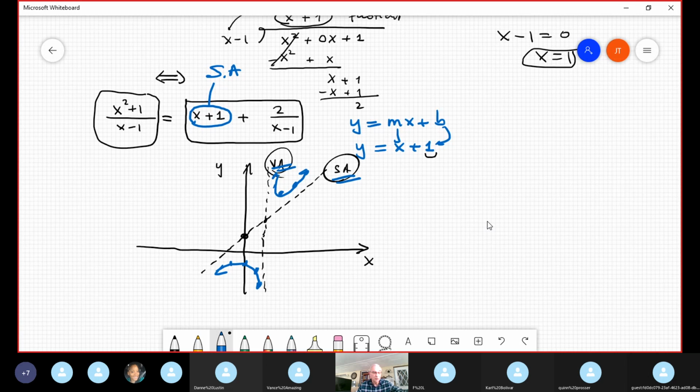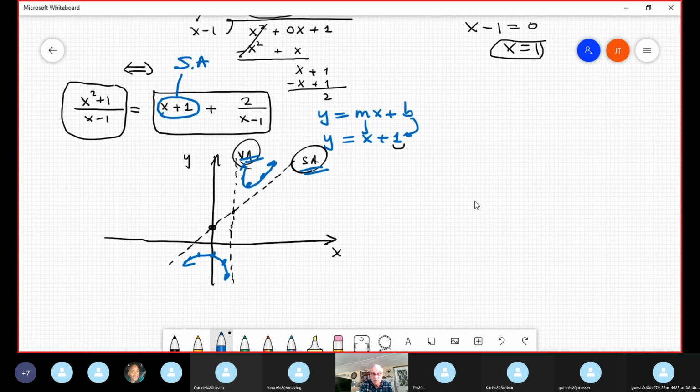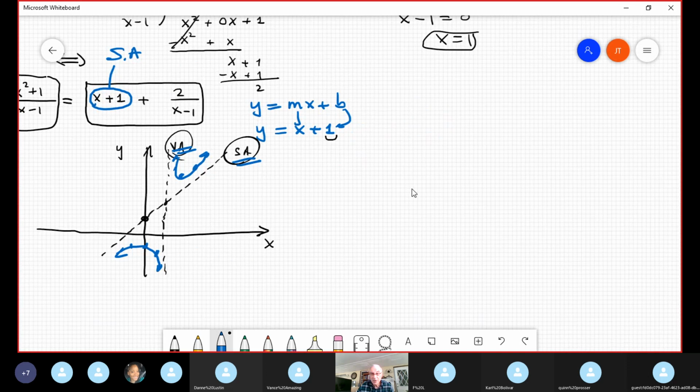Okay. So, if I summarize in a few words, the thing I studied today was asymptotes. We have three kinds of asymptote: vertical asymptote, horizontal asymptote, and slant asymptote. Vertical, the formula is this. Horizontal is the degree analysis.